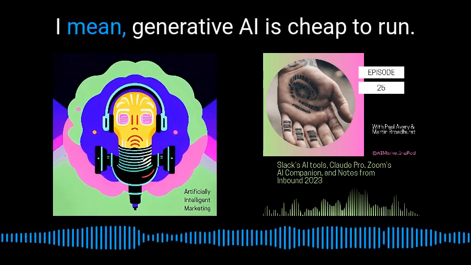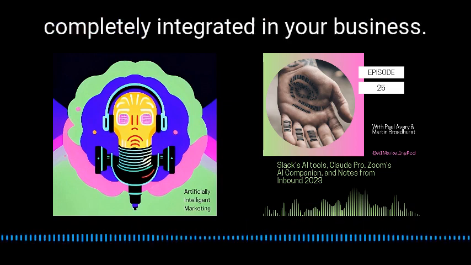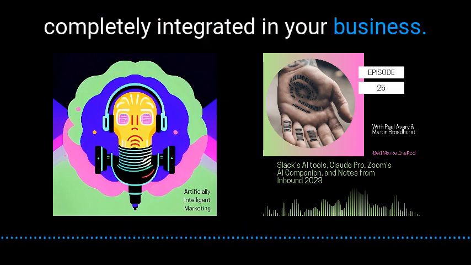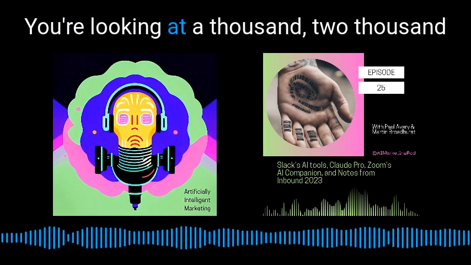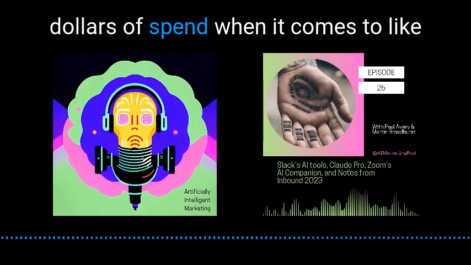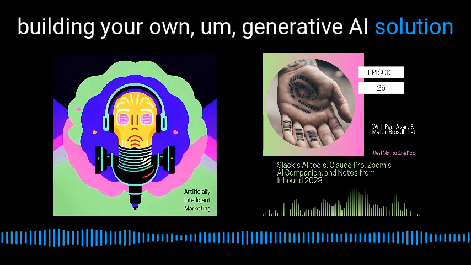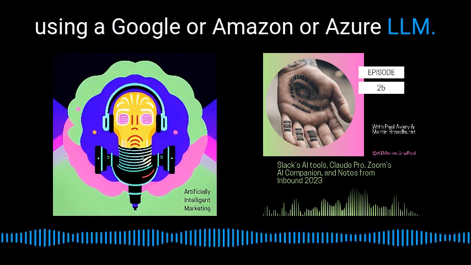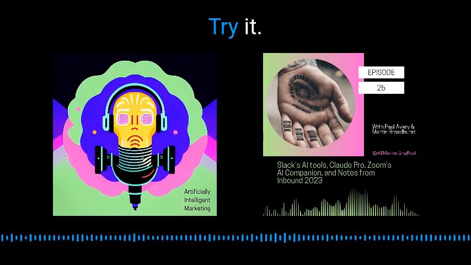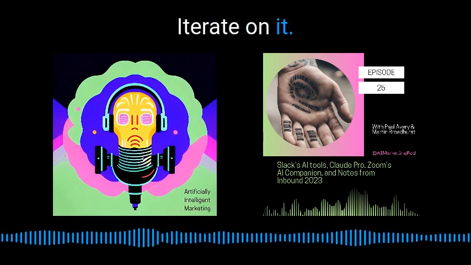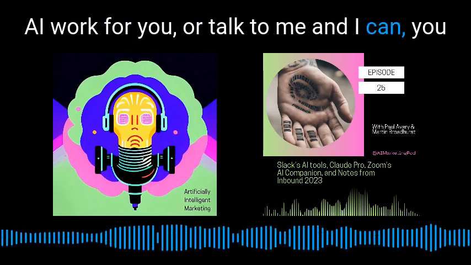And it's cheap. I mean, generative AI is cheap to run. Yeah. Like, we're talking, if it's completely integrated in your business, every arm of your business is using it and using it really well, you're looking at $1,000, $2,000 of spend when it comes to building your own generative AI solution using a Google or Amazon or Azure LLM. So like, do it, try it, keep working on it, iterate on it, figure out a way to make generative AI work for you, or talk to me and I can help.